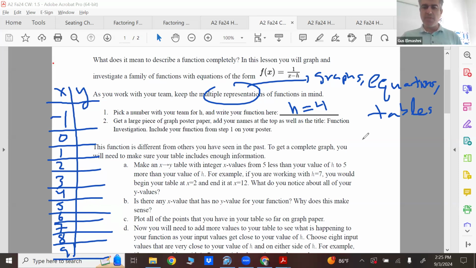So again, our equation is this: y equals 1 over x minus 4. So what happens if you plug in -1? What do you get? You get 1 over what? Close. -1 over -5.